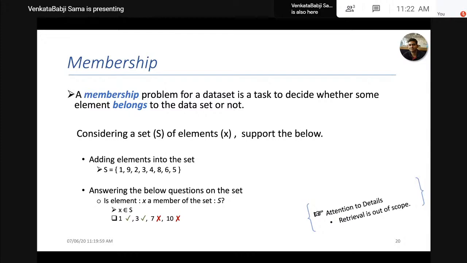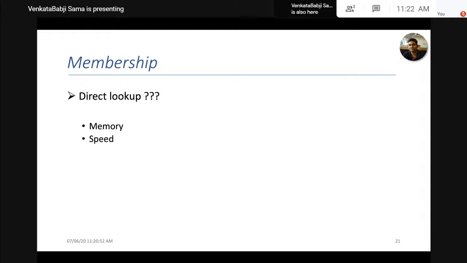We should be able to add elements to the set, and then we should be able to perform a test and say whether it is there in the set or not. There is no business of retrieval nor delete. Let's be careful. There is no delete operation here. Of course, that's not how we do sets, but that is where very tough things become possible very elegantly. Okay. So why can't I just do a direct lookup?